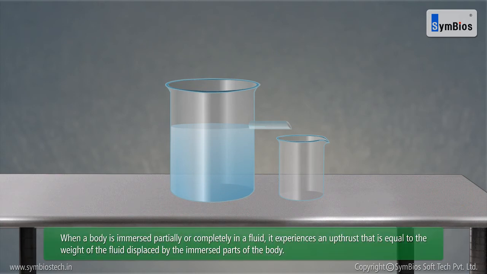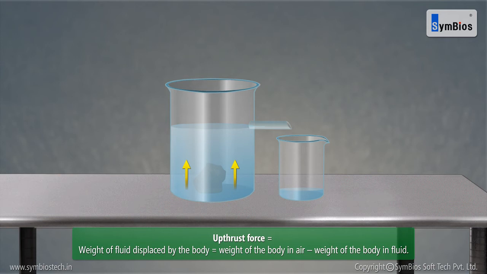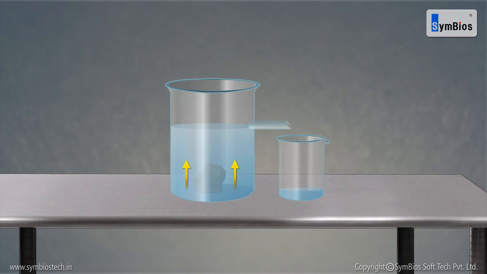Archimedes' principle. This principle states that when a body is immersed partially or completely in a fluid, it experiences an upthrust that is equal to the weight of the fluid displaced by the immersed parts of the body. Upthrust force is equal to weight of fluid displaced by the body, which equals the weight of the body in air minus weight of the body in the fluid.